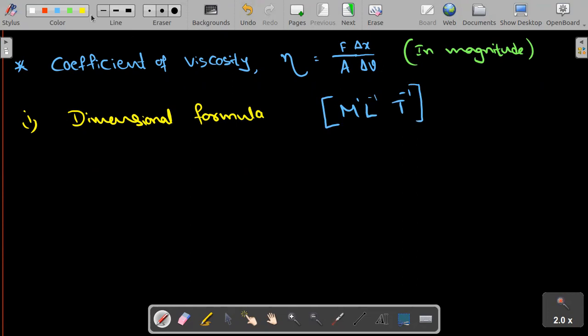Another thing which I would like to highlight: I hope you remember eta even in mechanical properties of solids as modulus of rigidity or modulus of elasticity, right? So don't get confused. If I'm using it in terms of fluids, it means coefficient of viscosity. If I'm using it in solids, it means modulus of elasticity or rigidity modulus. Now let's begin another discussion on units. We will see both CGS as well as SI.